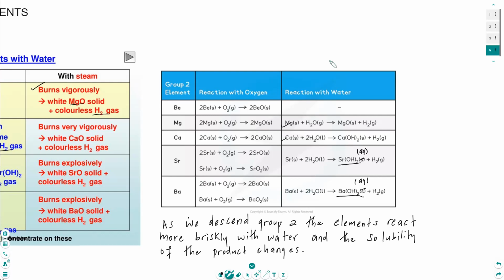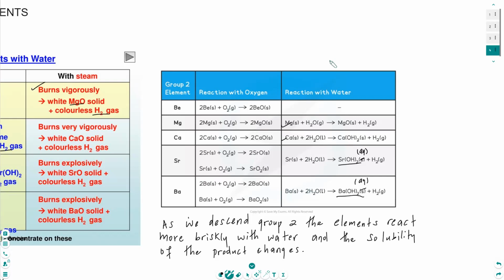So not only do we find that the elements react faster, but the product actually gets more and more soluble going down group 2. There is a common question that is asked: what happens as group 2 elements react with water in terms of the rate? So yes, the rate increases, and they also ask you what else is different. The other thing that is different is that the solubility of the product changes, because here we had magnesium oxide at the top, which was insoluble.